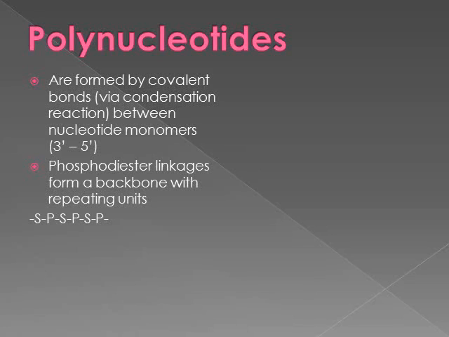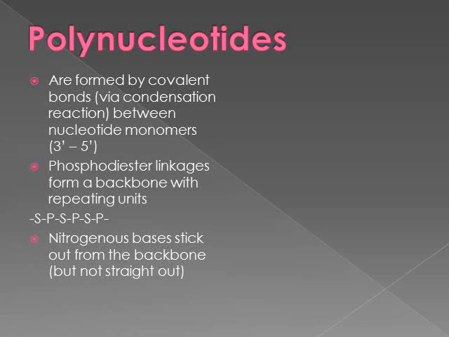And what happens in the backbone then is we get this repeating series of sugar, phosphate, sugar, phosphate, sugar, phosphate, with the nitrogen bases just sticking out from the sugar groups. So the sugar is kind of like in the middle, if you like, between the phosphate and the nitrogen base.